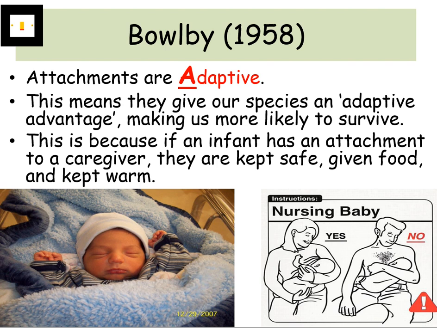Therefore, they are adaptive. If you look at any species that is abandoned at birth, if we think about chicks abandoned in a nest for whatever reason, they will die, essentially, unless another caregiver takes over. So why is that? Because of safety, food and warmth. So the first part of Bowlby's theory is attachments are adaptive or useful. Again, if you're not happy with the terminology, they make us more likely to survive.